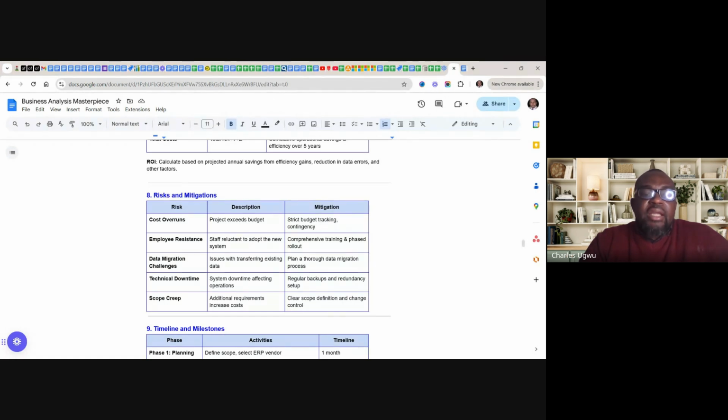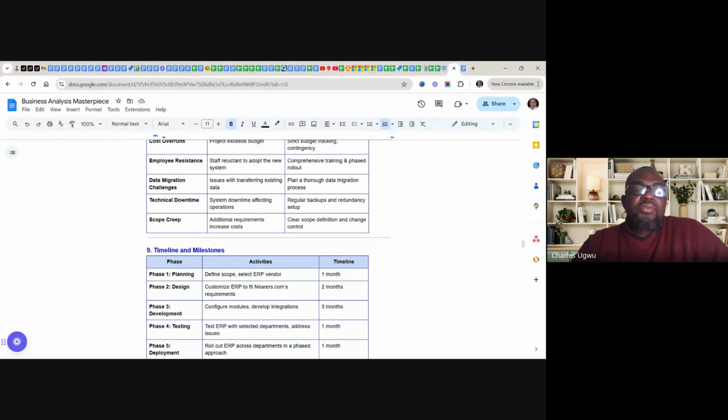Another risk is technical downtime. The description is system downtime affecting operation. Mitigation is regular backup and redundancy setup. And scope creep, where additional requirements increase costs. The mitigation is to have a clear scope definition and change control.